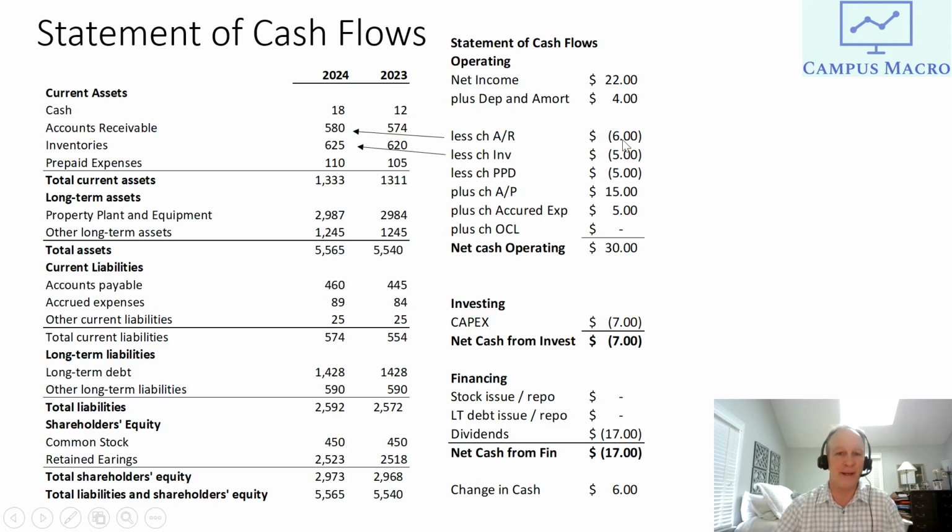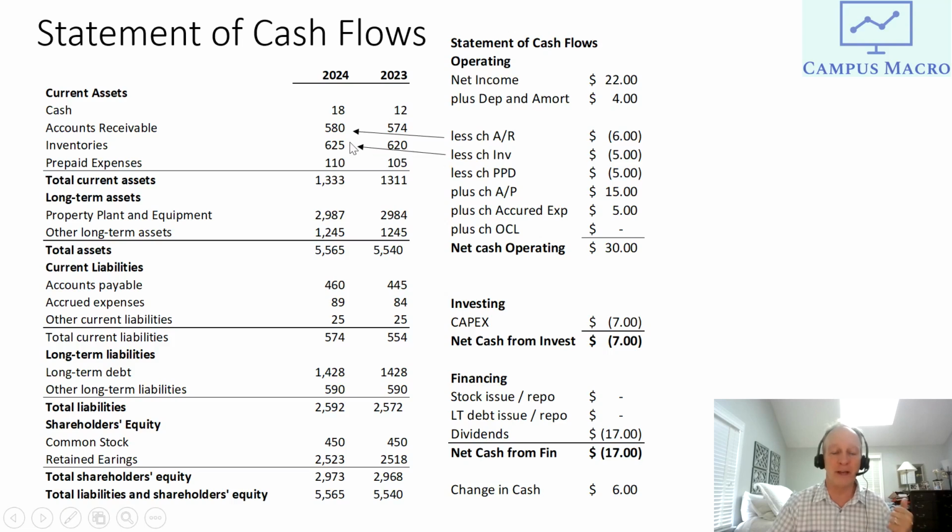So the other thing is, look at inventories. Inventories have gone from 620 to 625. When you buy inventory, that is not an expense. It's only an expense when you sell the product and it becomes not inventory. When you write inventory down and you run it through your income statement as cost of sales.